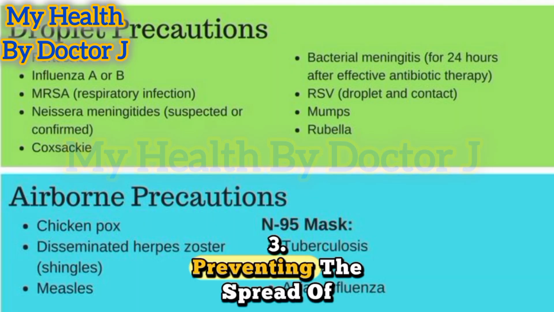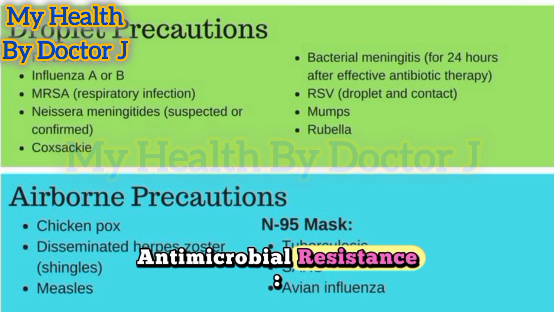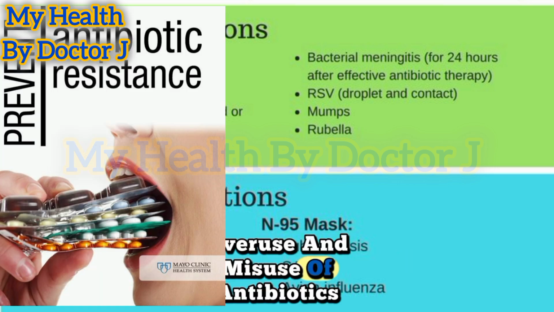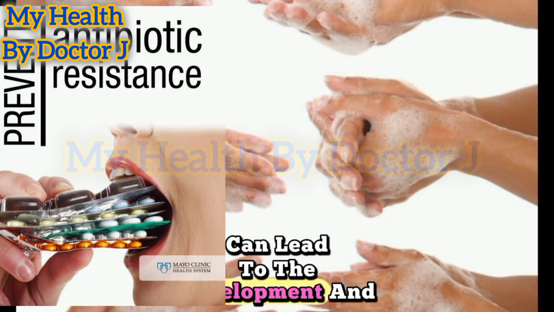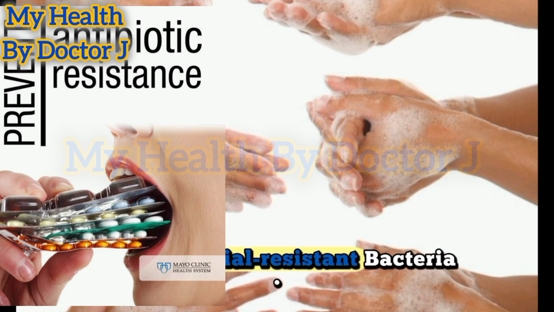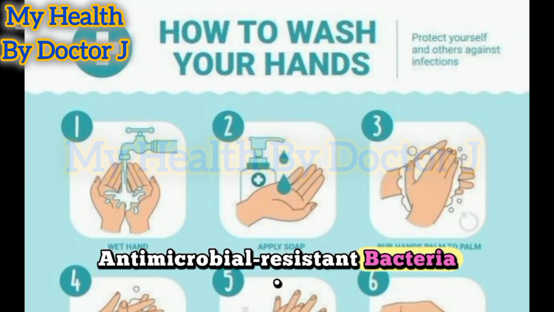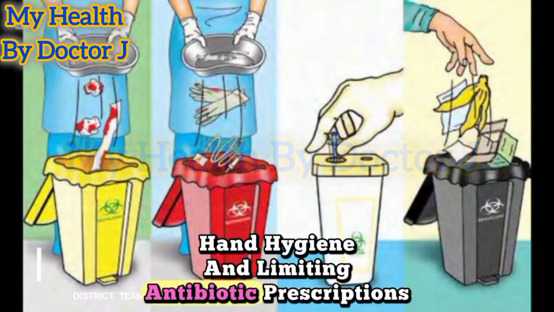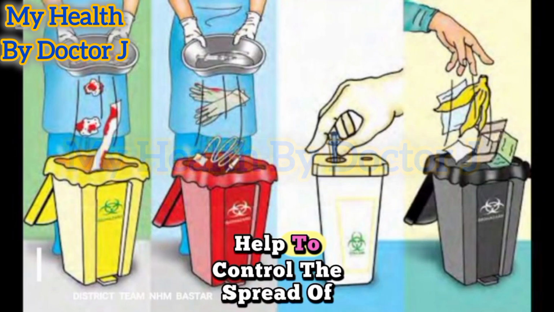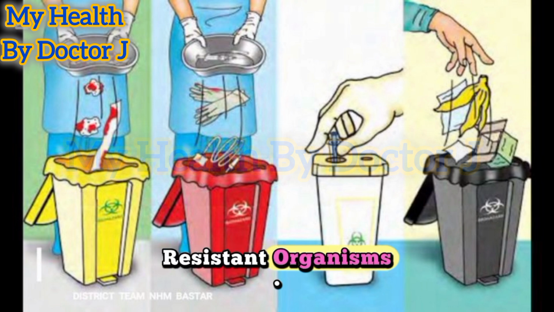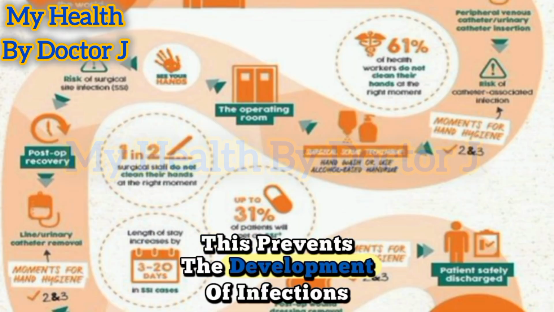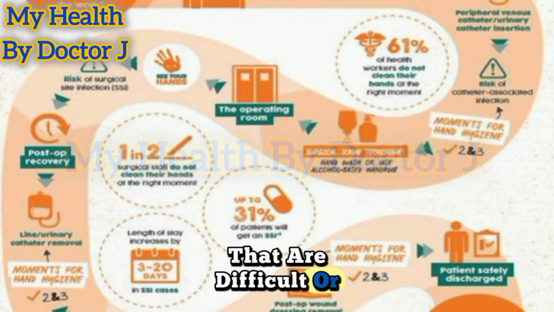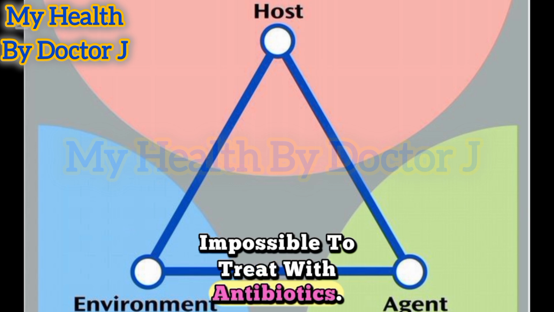3. Preventing the spread of antimicrobial resistance. Overuse and misuse of antibiotics can lead to the development and spread of antimicrobial resistant bacteria. IPC measures such as proper hand hygiene and limiting antibiotic prescriptions help to control the spread of resistant organisms. This prevents the development of infections that are difficult or impossible to treat with antibiotics.